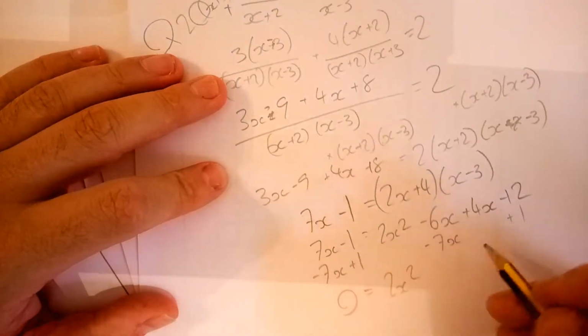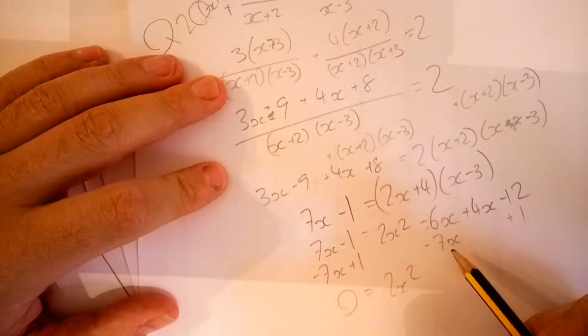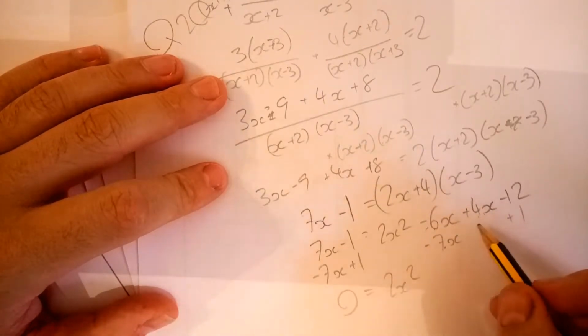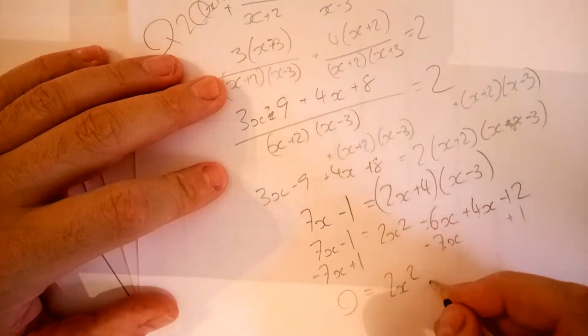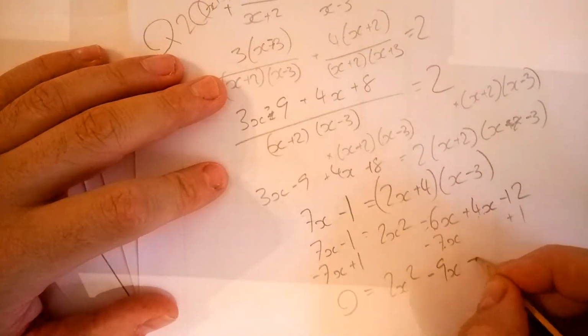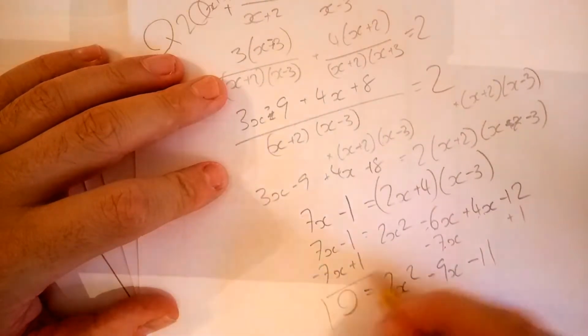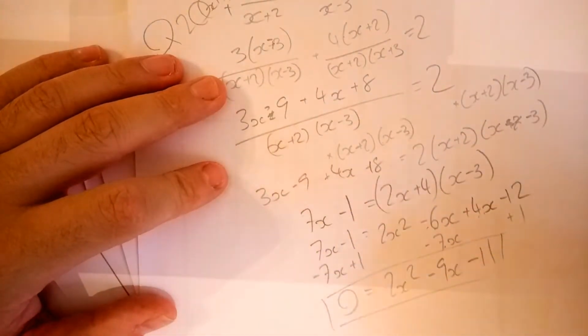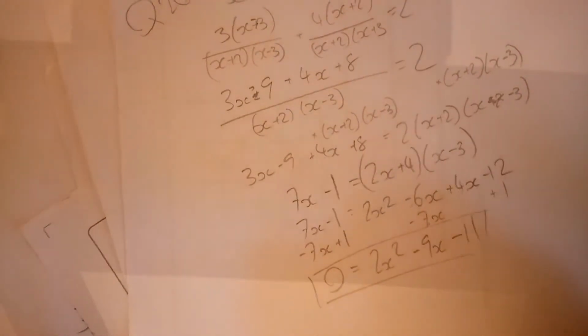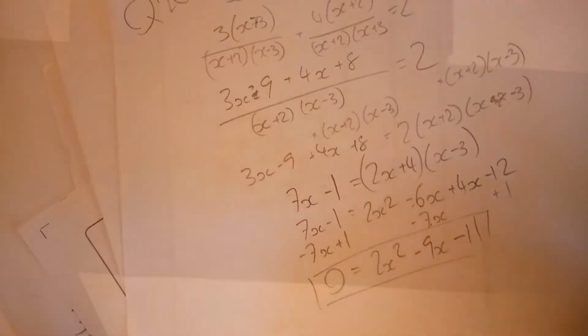I've got 2x squared. Now I'm doing minus 6, minus 7 and plus 4. Okay, so minus 6 plus 4 is minus 2. Minus 2 minus 7 is minus 9x. Minus 12 plus 1 is minus 11. Now I have to solve this. It doesn't matter how you solve this. You can see if these can be factorised. I'm not sure whether it can be, or we can use a formula, or we can use completing the square.